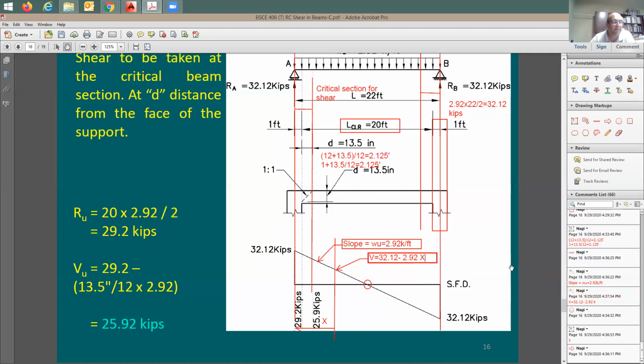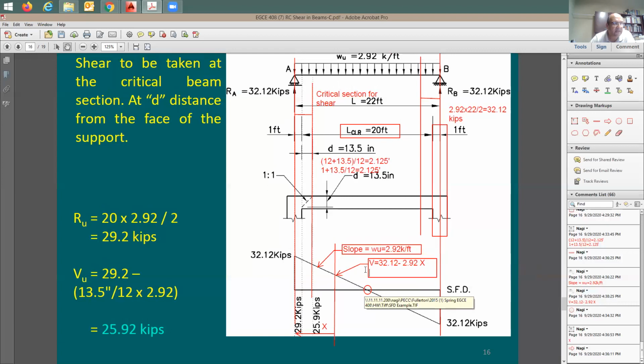Now I need your help. When X equals, let me take it here to the center of the beam. How much is this from here to the center? I'm going to say this is 22, which means X is going to be equal to 11 feet. When X equals 11 feet, how much is the shear? Can someone help me with that?